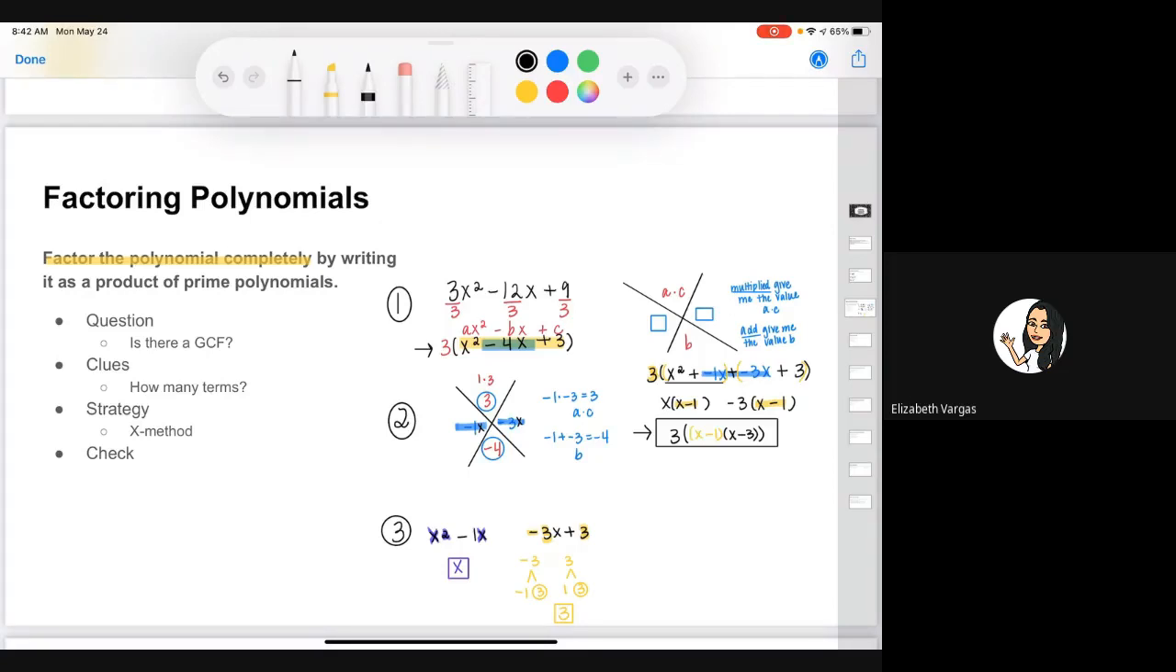Okay? So what we're doing here is asking how many different types of factoring of polynomials we can apply to one original expression to get it to the very simplest form, to where I can no longer factor anything out of it. And so that's what we're going to be working on today. Okay, questions?